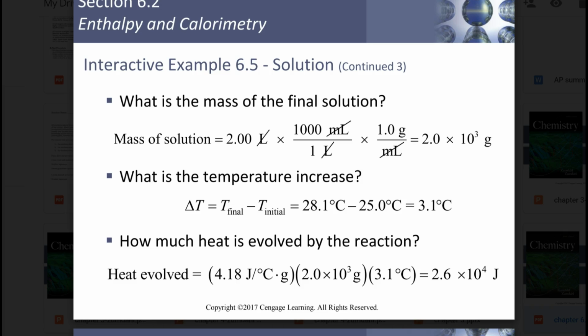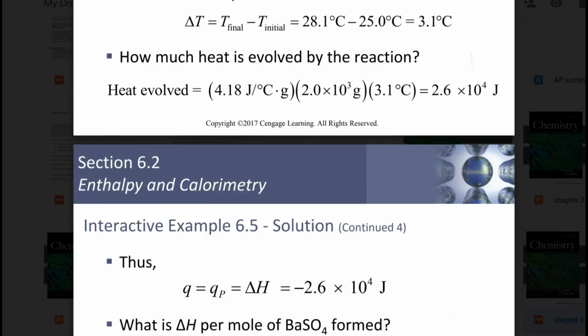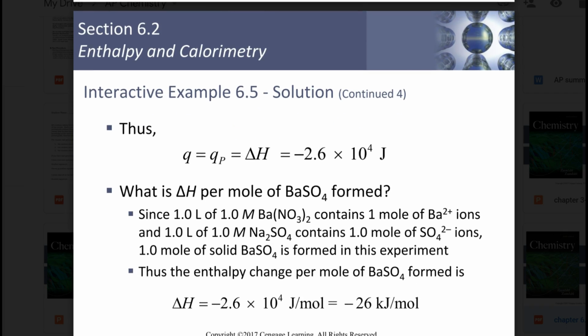You really don't. So, you're looking at 2 liters of solution, 2,000 grams. Temperature change is 3.1 degrees Celsius, right? And it's 4.18 joules per degree Celsius gram. That's specific heat. So the heat that is released is 2.6 times 10 to the 4 joules of heat. So what is Q? Q and delta H are the same thing. It's negative 2.6 times 10 to the 4.